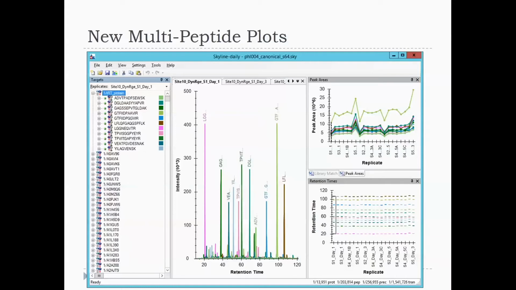So now, anytime you select a protein, you get its protein fingerprint. Any multiple selection you make, Skyline will show you all the chromatograms like this for its peptides. So you can press Control A, and it will show you the top 100 peptides in your document. This is also showing you the peak areas, and this is the multi-peptide view.